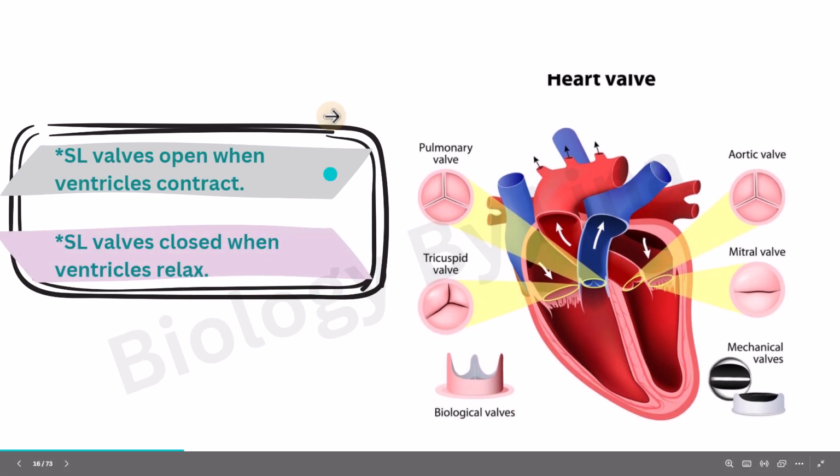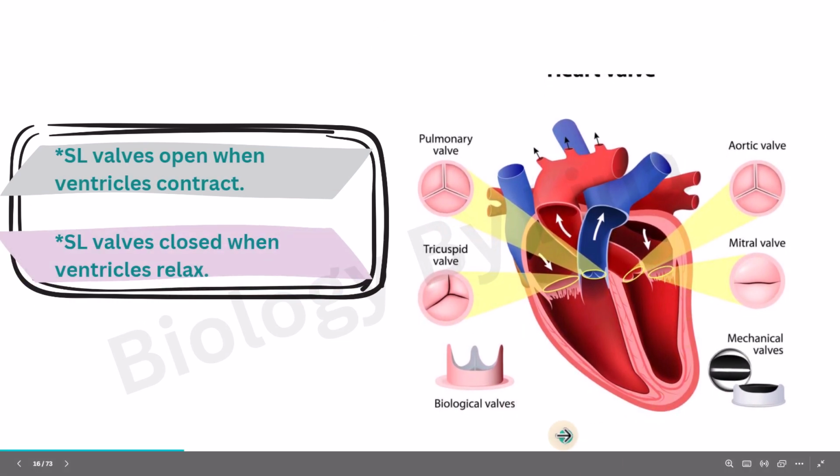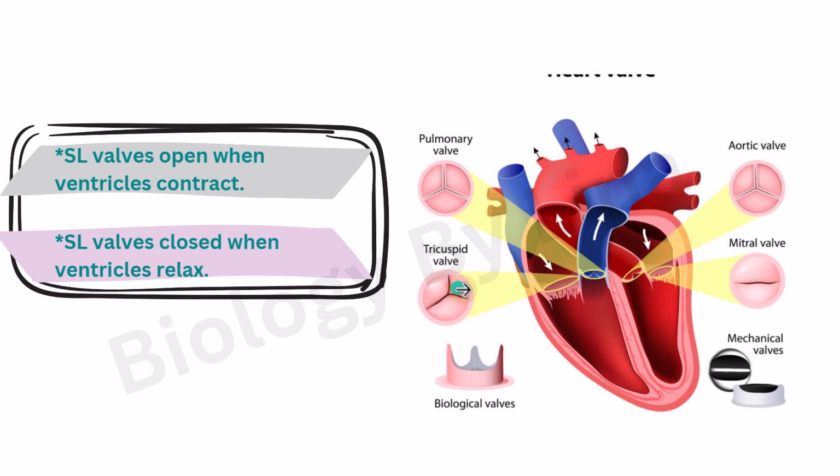So if we go to see these valves of the heart, you can see the tricuspid valve, which has these three parts here. We said that the tricuspid valve is located between the right ventricle and the right atrium, while the bicuspid or mitral valve is located between the left ventricle and left atrium. What about the SL valve, the semilunar valve? Here are the semilunar valves. We have the pulmonary valve here and the aortic valve here.